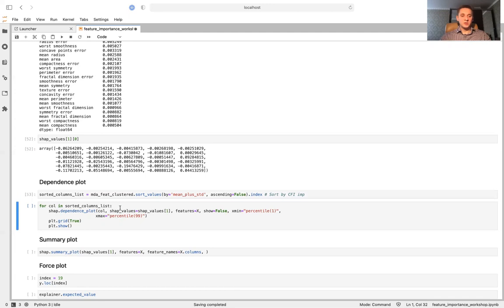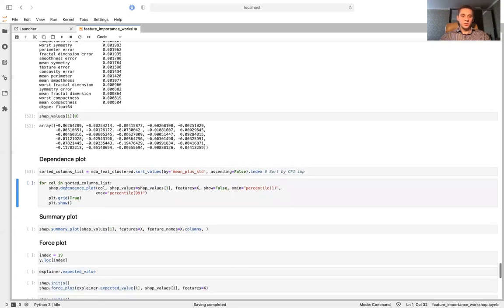First we generate a sorted columns list, and we use the Shapley dependence plot function, which uses our column as input. We would like to predict the probability of zero class or class 1. By specifying 0, you can build the Shapley dependence plot for zero class. Our features matrix is X, show equals false, because in my practice I really like to plot a grid on top of that. Then we use plt.grid equal to true and plt.show.